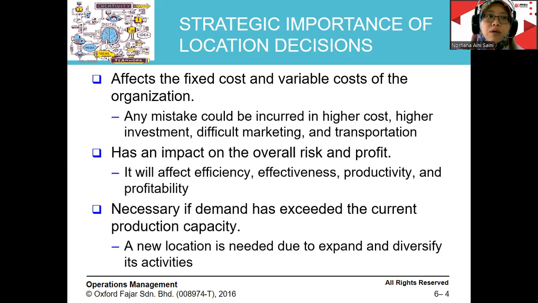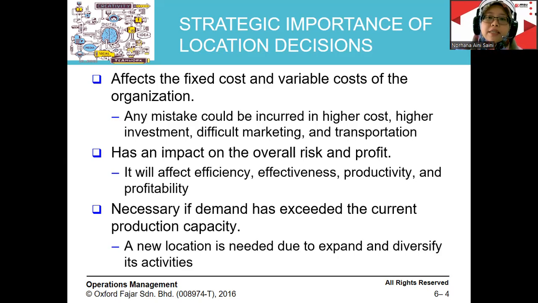The productivity of employees will also be affected. If your business or organization is very far from the residences of your staff, it will definitely affect their productivity, and also the profitability.